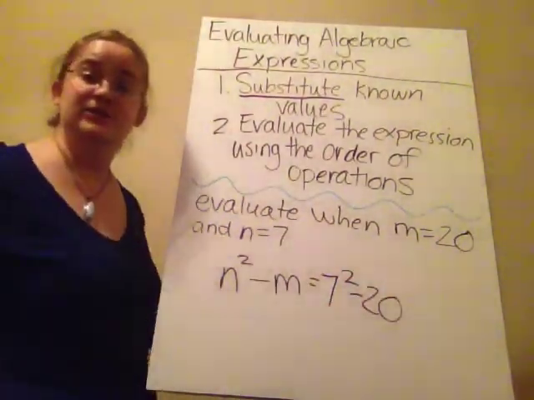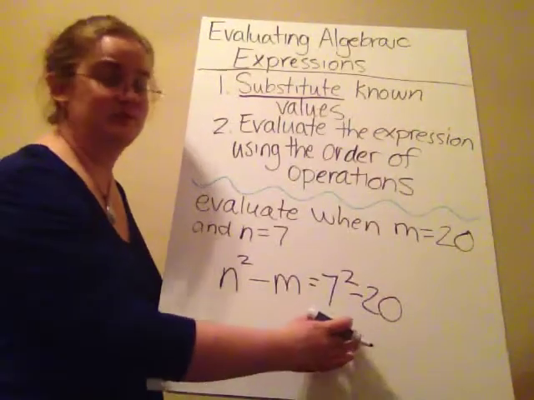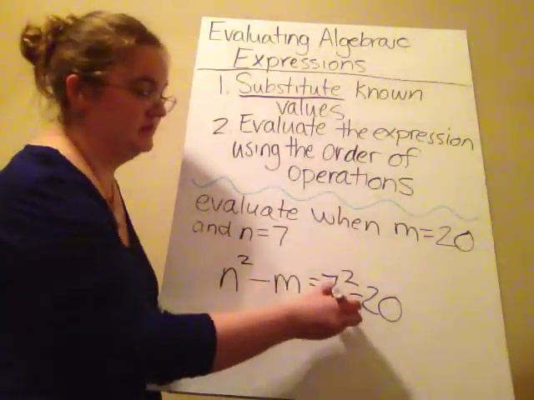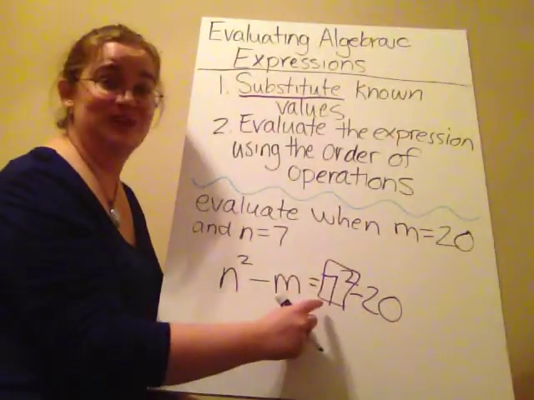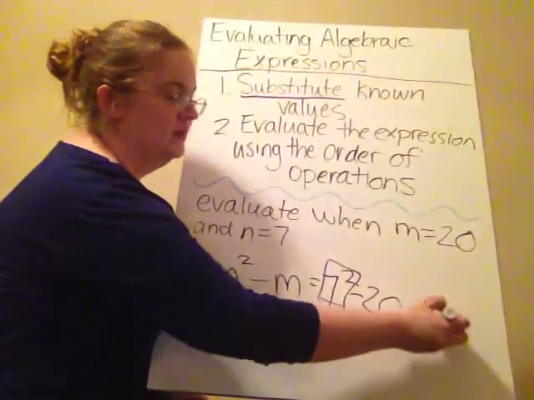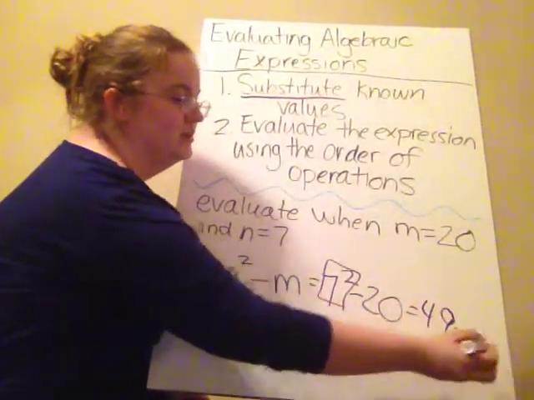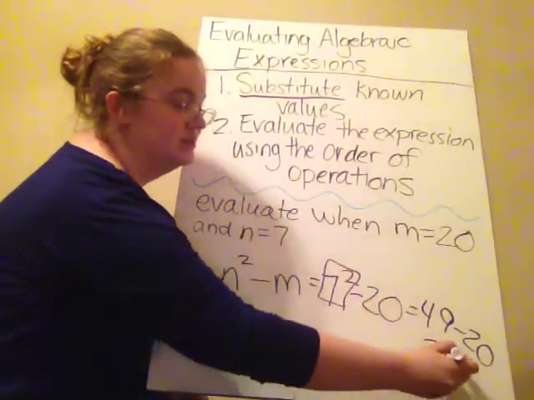Okay. Now I'm going to use the order of operations. Well, the order of operations tells me to do grouping symbols first. Do I have any grouping symbols? No. I've got exponents. 7 squared, of course, means 2 7s multiplied together. So 7 times 7 is 49. And it's just 49 minus 20. And 49 minus 20 is going to give me 29.